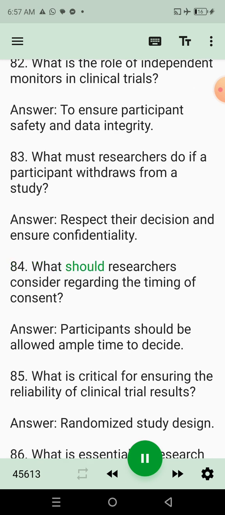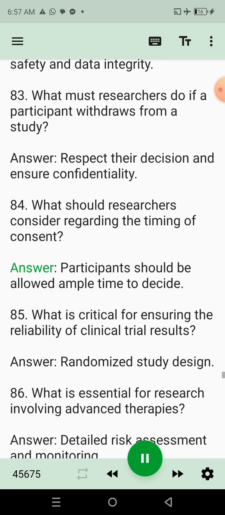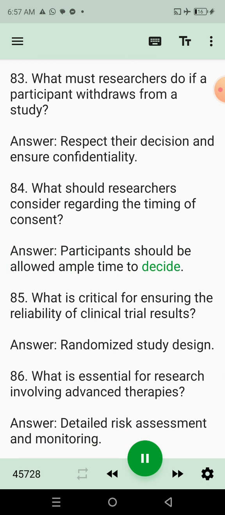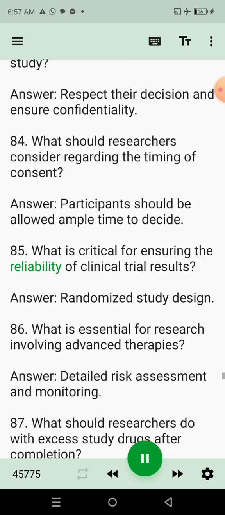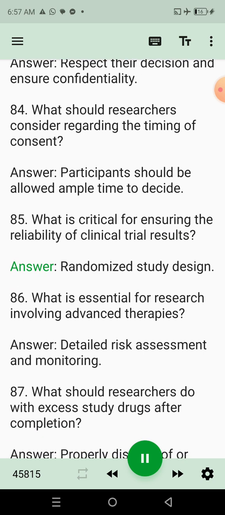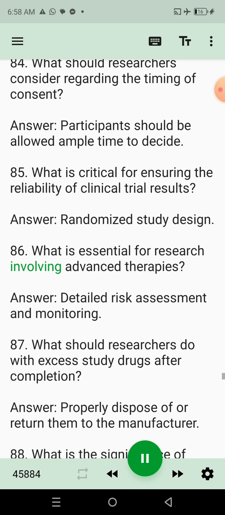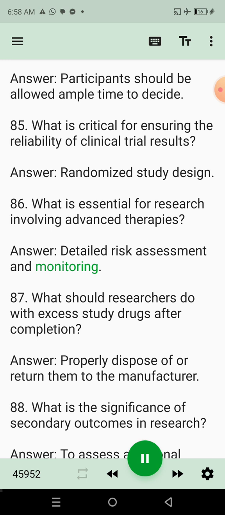84. What should researchers consider regarding the timing of consent? Answer. Participants should be allowed ample time to decide. 85. What is critical for ensuring the reliability of clinical trial results? Answer. Randomized study design. 86. What is essential for research involving advanced therapies? Answer. Detailed risk assessment and monitoring.